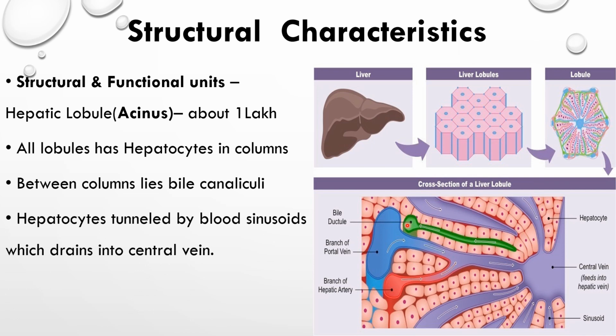Hepatocytes are tunneled by the blood sinusoids, so that drains into the central vein. Here you can see the portal vein and the hepatic artery. So together they drain into the sinusoids. So these sinusoids are tunneled in the hepatocytes, right? So from the periphery it reaches the center where the central vein is there.